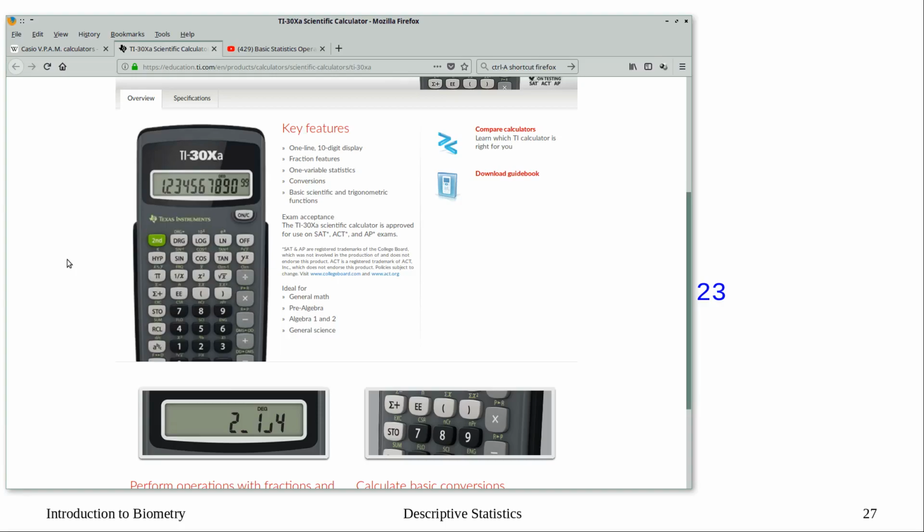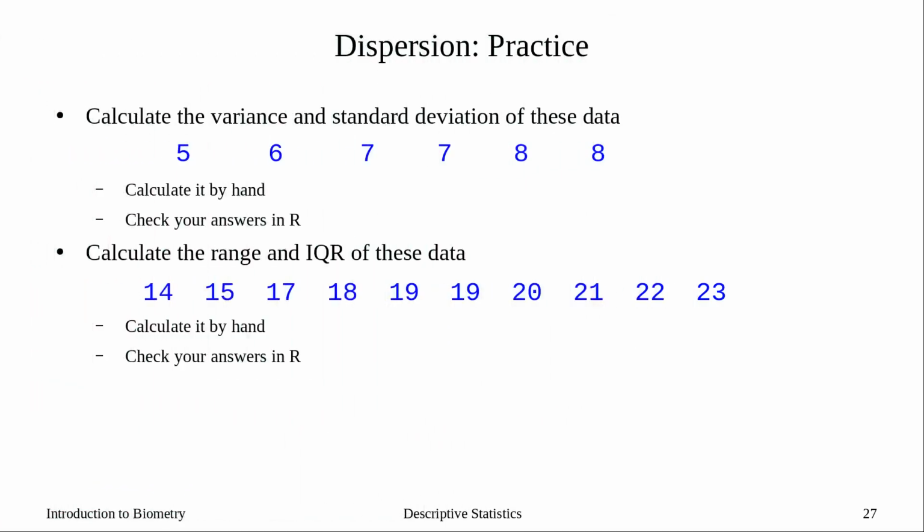If you have questions, bring your calculator and I should be able to help you and show you how to calculate means and standard deviations with your calculator.